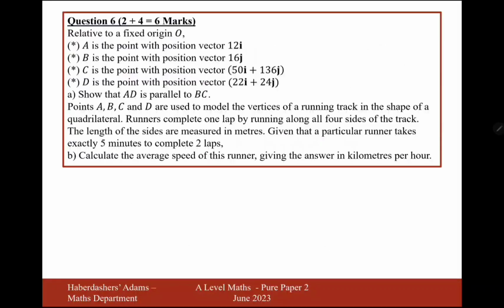Here we're looking at question 6. Relative to a fixed point O, we have these positions A, B, C and D. Show that AD is parallel to BC. Okay, so let's do that.